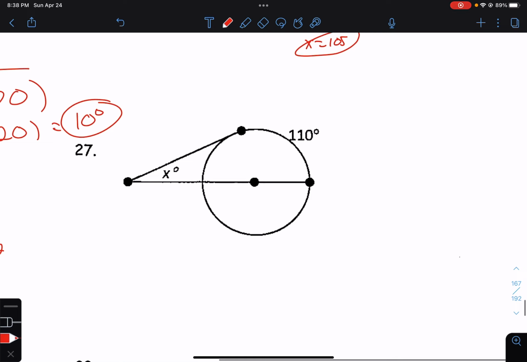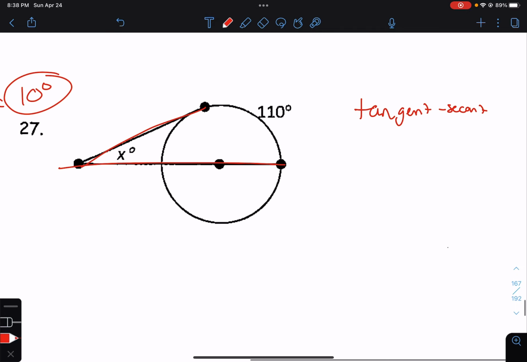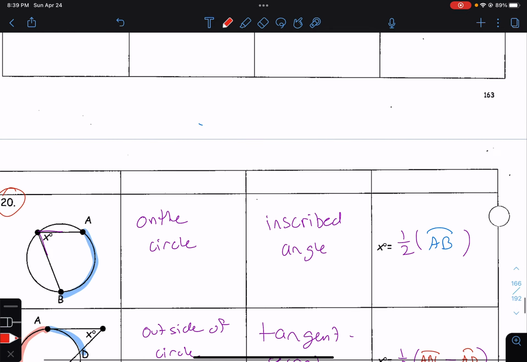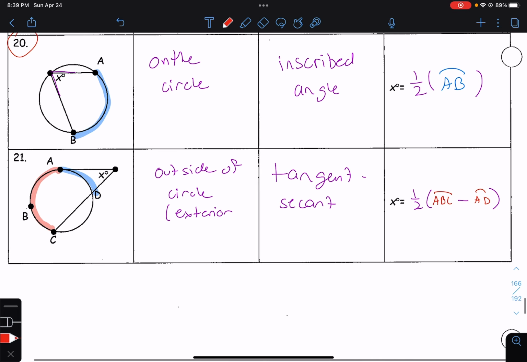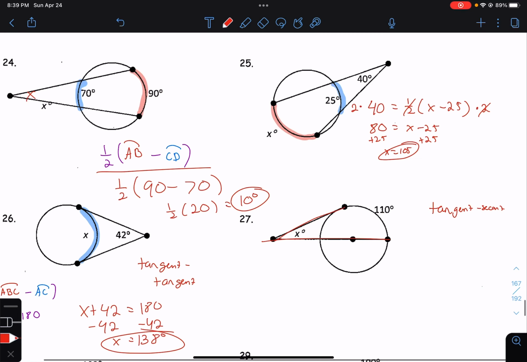All right. Let's go ahead. This one is an interesting one. This one is going to fall under tangent, secant. And if we look at the tangent secant, we know that it's the big guy minus the small guy divided by, or times 1/2.